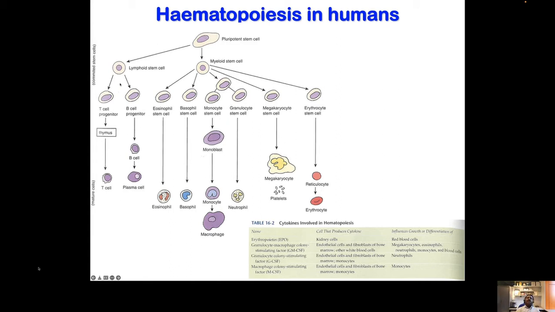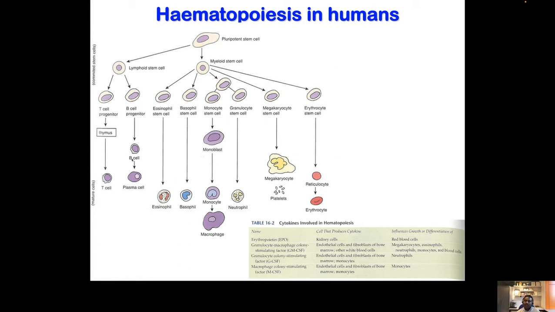This lymphoid stem cell is further differentiating into T cell progenitors and B cell progenitors. T cell progenitors will go to the thymus, that's a small gland around your throat, and they will get matured and differentiate into proper T lymphocytes. Again, there are different types of T lymphocytes in our blood, but please don't worry about this within this lecture. Then B lymphocytes will go to the bone marrow and get matured into B lymphocytes or B cells.